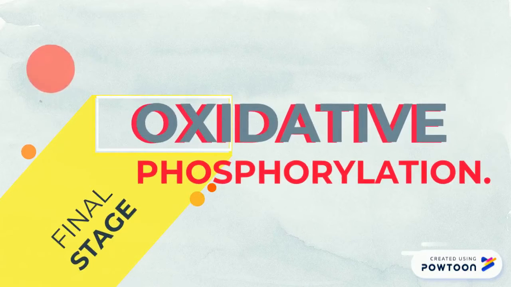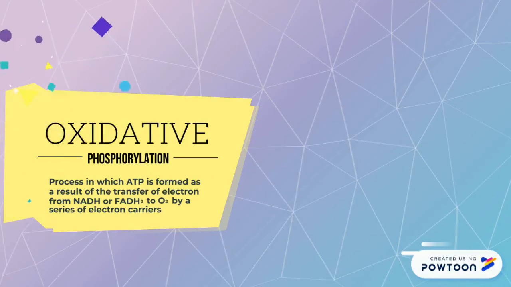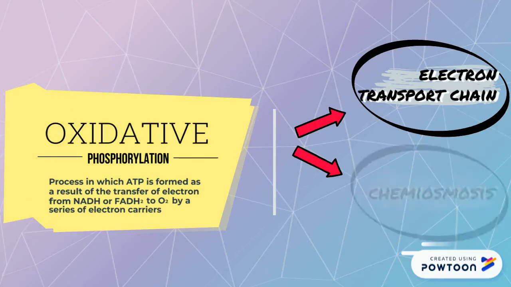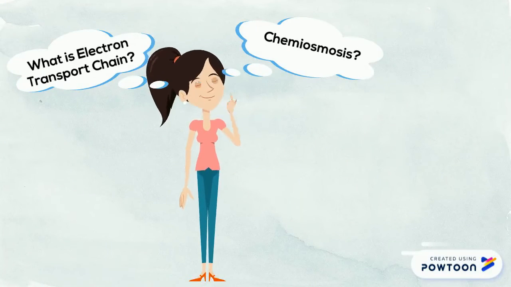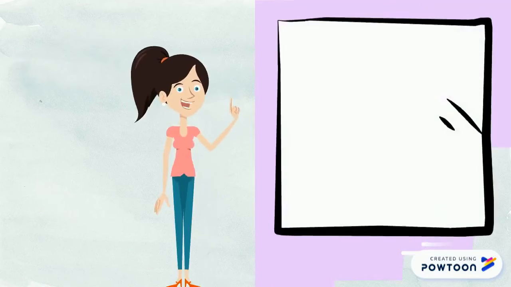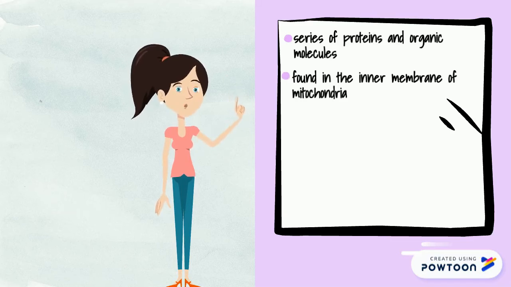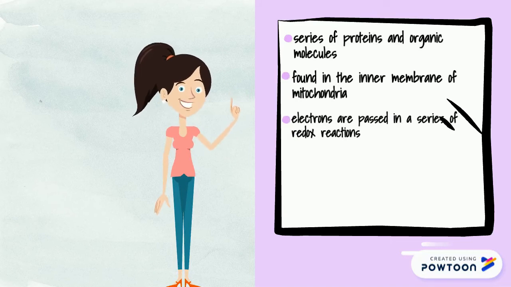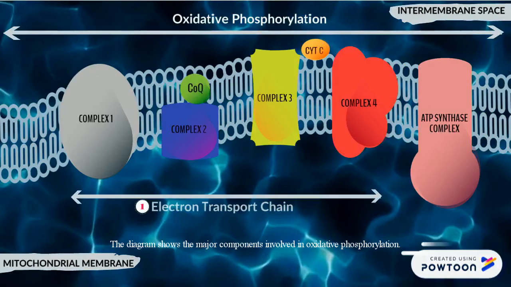The final stage, oxidative phosphorylation. Oxidative phosphorylation is made up of two closely connected components, which are the electron transport chain and chemiosmosis. But what are the electron transport chain and chemiosmosis? The electron transport chain is a series of proteins and organic molecules found in the inner membrane of mitochondria. Electrons are passed in a series of redox reactions. Energy released in these reactions is captured as a proton gradient, which is then used to make ATP in a process called chemiosmosis. The diagram shows the major components involved in oxidative phosphorylation.